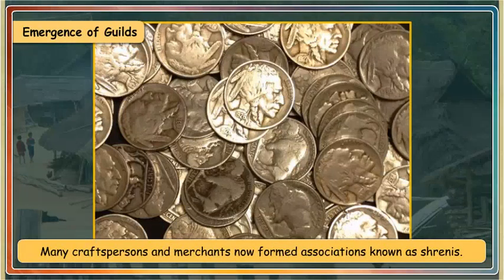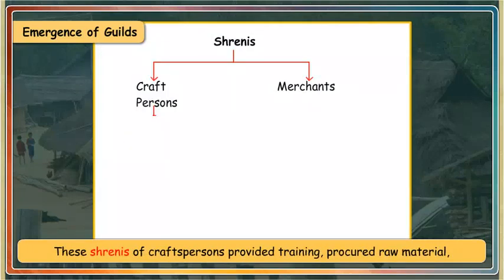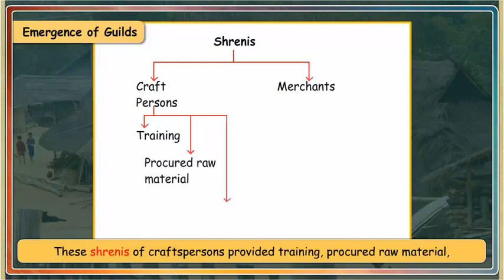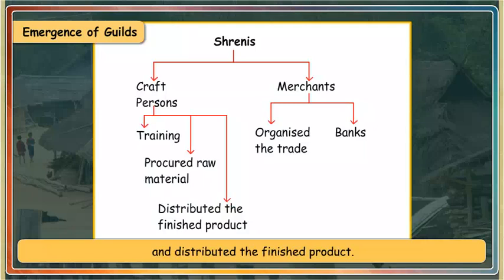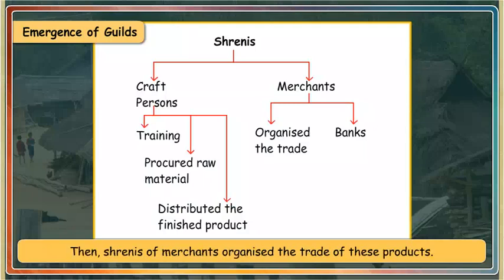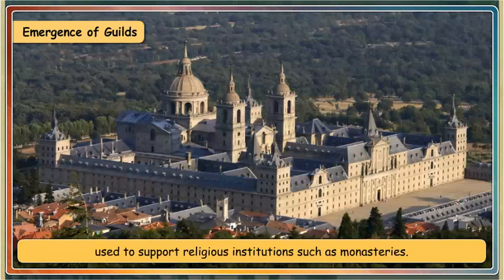Emergence of guilds. Many craftspersons and merchants now formed associations known as shrenis. These shrenis of craftspersons provided training, procured raw material, and distributed the finished product. Then, shrenis of merchants organized the trade of these products. Shrenis also served as banks where rich men and women deposited money. This was invested and part of the interest was returned or used to support religious institutions such as monasteries.